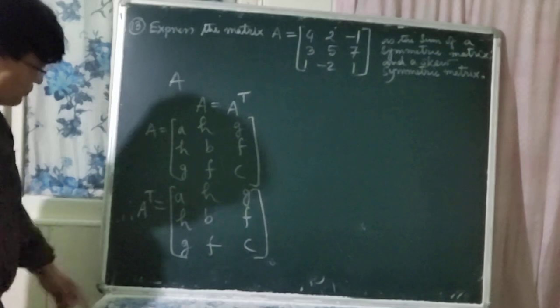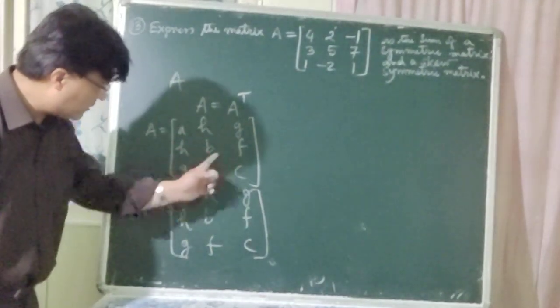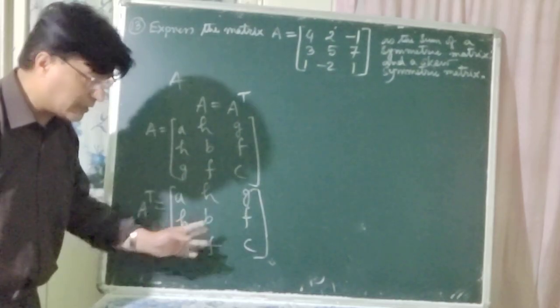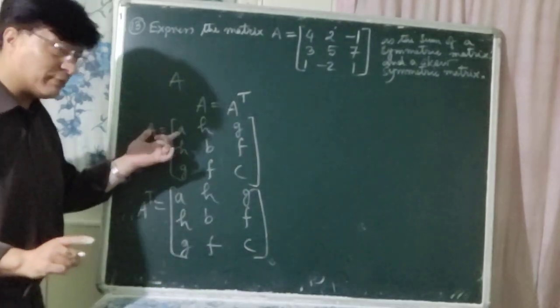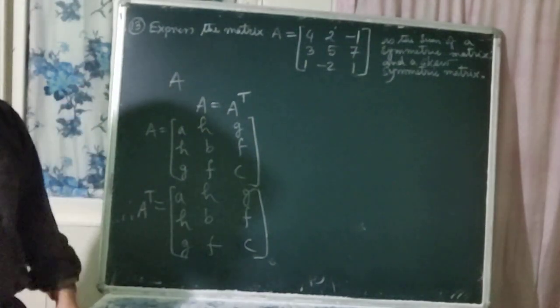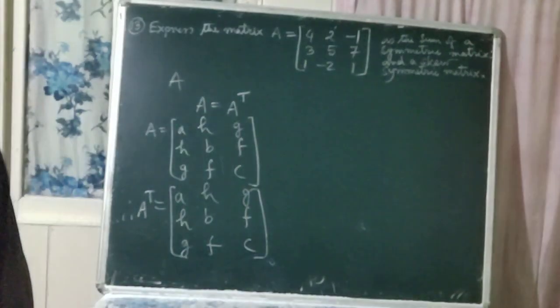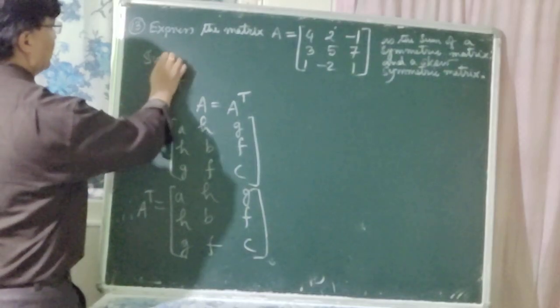So again, compare these two: A, H, Z, A, H, Z; H, B, F, H, B, F; Z, F, C, Z, F, C. But we have changed rows into columns and columns into rows, isn't it? But we have got the same matrix here, A is equal to A transpose. So this type of matrix is known as what? Symmetric matrix. Okay, this is your symmetric matrix.